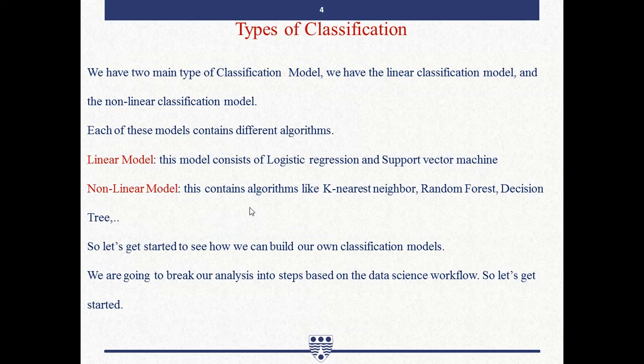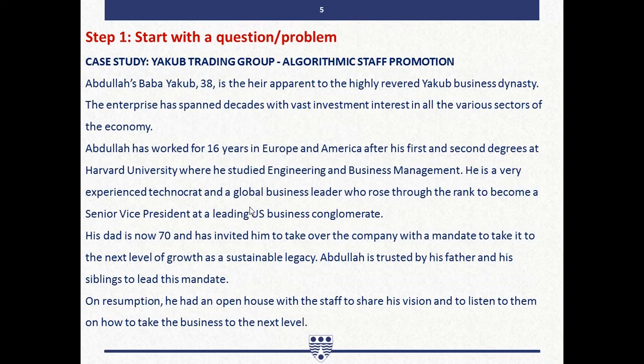In classification we have different types. We have the linear model and the non-linear model. The linear model, or linear classification, consists of different algorithms like logistic regression and the support vector machine, which we are going to be looking at as we progress in today's lecture. Then we also have the non-linear models like k-nearest neighbor, random forest, decision trees, and other boosting tree algorithms. We are going to see them as we also progress. So let's start our agenda for today.